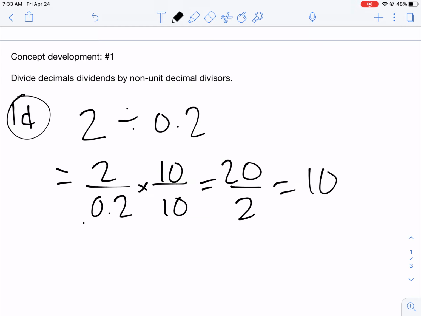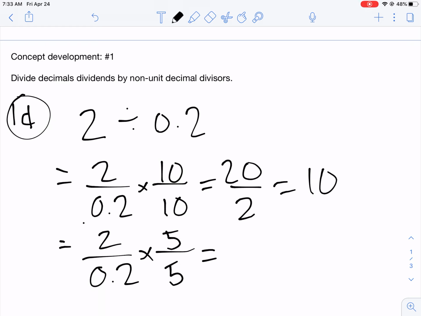Now, is there another way that we can do this? Can we multiply with a different number that is still equal to 1? With this specific one, we can multiply the bottom by 5 and the top by 5. If we do that, 2/10 times 5 is 1, and 2 times 5 is 10. 10 over 1 is the same as 10. So you can do this one either way.